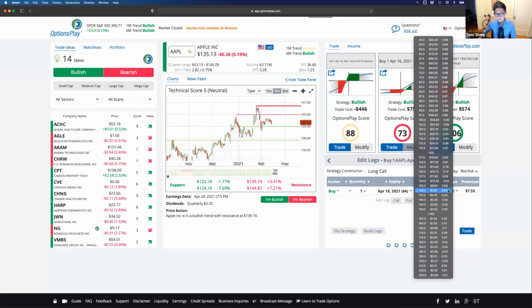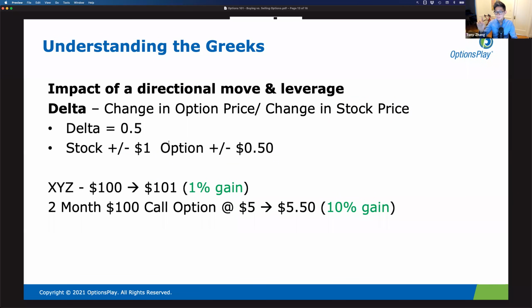So if I bought the 135 call and the stock goes from 135 to 136, a $1 move in the underlying stock, I should expect my option that's currently worth $7.55 to increase by roughly 53 cents, let's just call it $8.10 or so. So that tells me that if Apple stock goes up by $1, I should make about 53 cents on my $7.55 option. That's what delta tells us. Does that make sense, everyone? Please type 8 into the chat window if that makes sense to you.